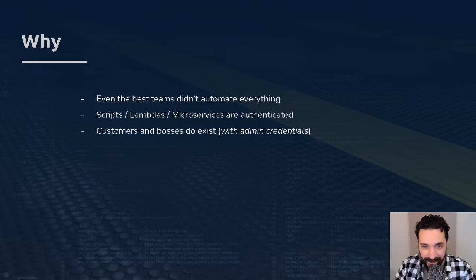According to the people we interviewed, three main reasons that we'll detail in a couple of minutes. The first one is that even the most advanced teams did not automate everything, or when they thought they did, it was only for one cloud, a single cloud like AWS, and then there was GitHub or GCP, Azure, anything else with an API as well, and it wasn't automated. The second main reason for drift to happen is with microservices, lambdas. They are all authenticated now, and sometimes things go wrong.